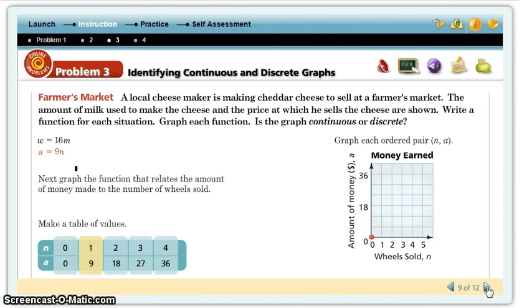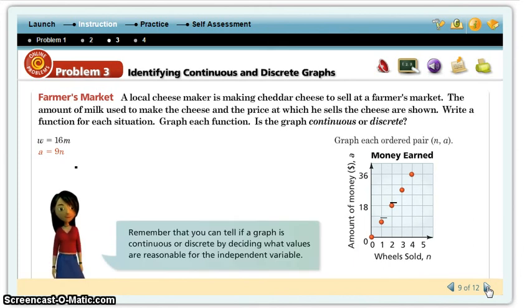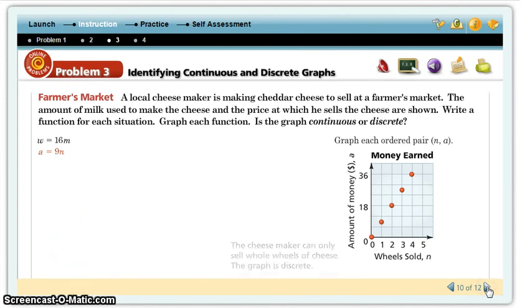Notice that the y-axis, which is your amount of money, is marked off so that all the points will fit. And you're only in the first quadrant because we're only dealing with positive values. Remember that you can tell if a graph is continuous or discrete by deciding what values are reasonable for the independent variable. The cheesemaker can only sell whole wheels of cheese, so the graph is discrete. He can't sell a half of a wheel of cheese or 1.5 wheels of cheese. He can only sell whole wheels of cheese, so we cannot connect our dots.